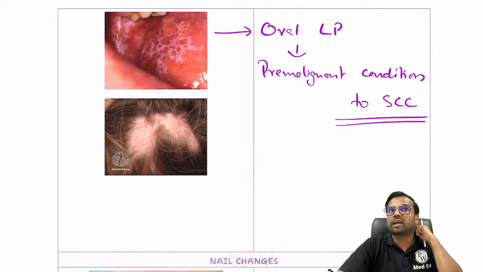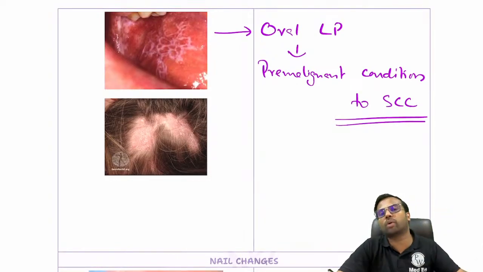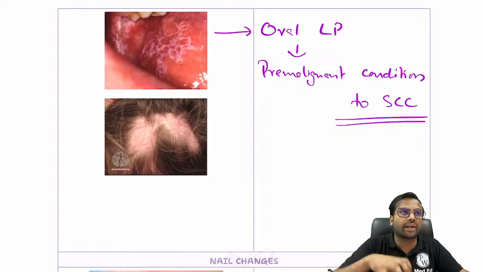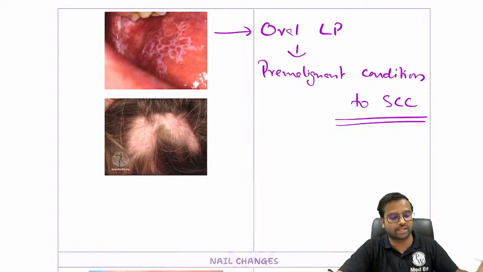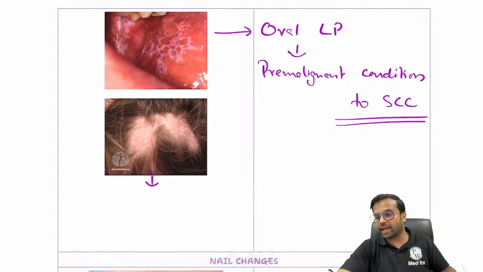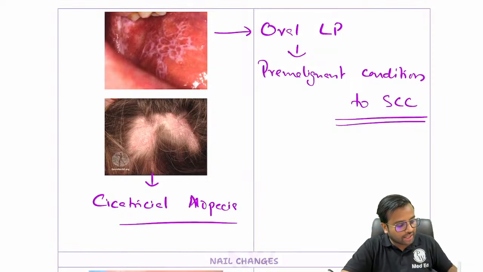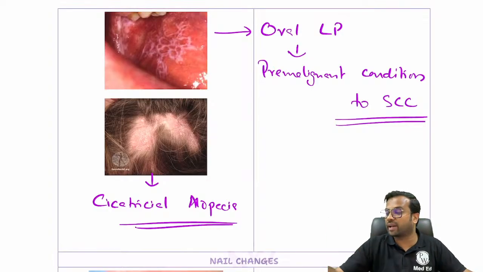Today, while we started our session, we discussed alopecia associated with lichen planus. Is it going to be a cicatricial alopecia or a non-cicatricial alopecia? In cases of lichen planus, yes, it is cicatricial alopecia, which means the patient will end up having a scarring alopecia.